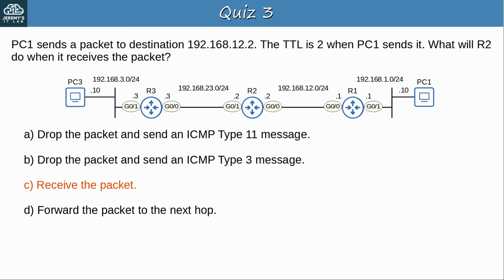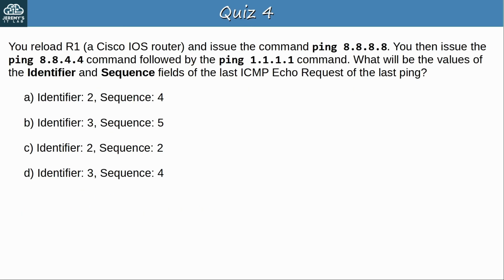Okay, let's go to question 4. You reload R1, a Cisco iOS router, and issue the command ping 8.8.8.8. You then issue the ping 8.8.4.4 command, followed by the ping 1.1.1.1 command. What will be the values of the identifier and sequence fields of the last ICMP echo request of the last ping? Pause the video now to think about the answer.